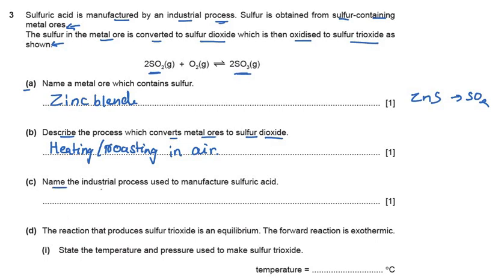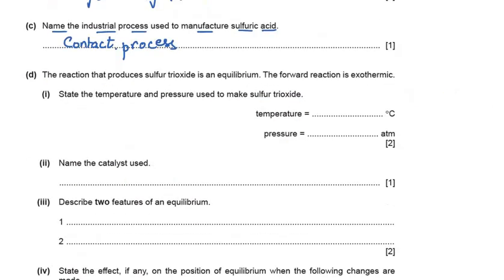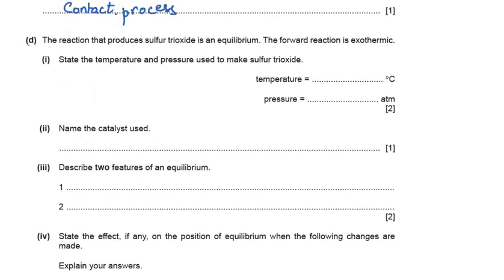Next sub question, name the industrial process used to manufacture sulfuric acid. Now that is the contact process. Contact process is the answer for producing sulfuric acid, the most common process for producing sulfuric acid. Next sub question D here says the reaction that produces sulfur trioxide is an equilibrium reaction. The forward reaction is exothermic. State the temperature used to make sulfuric acid.